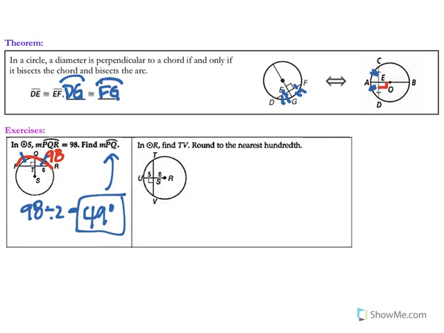Next example. This one's a little challenging. It says in circle R, find measure of TV. Round to the nearest hundredth. So since it says round, we're going to use decimals. If I don't say round, don't use a decimal. Okay, we know that the distance from the center to the chord is 6, and we know the distance from the chord to the end of the circle is 5. How much is the total radius? Yep, it's 11.